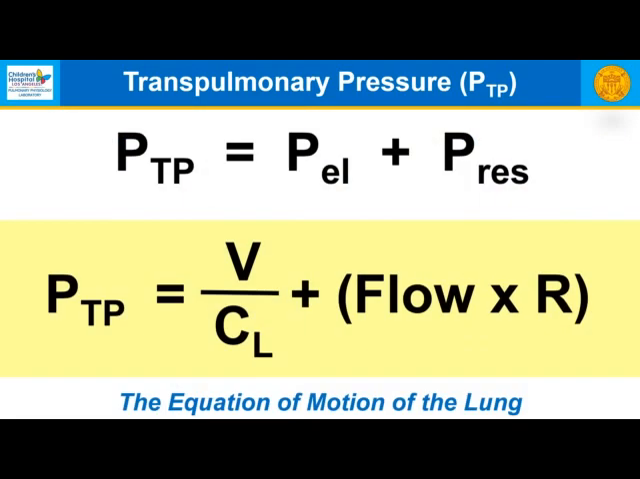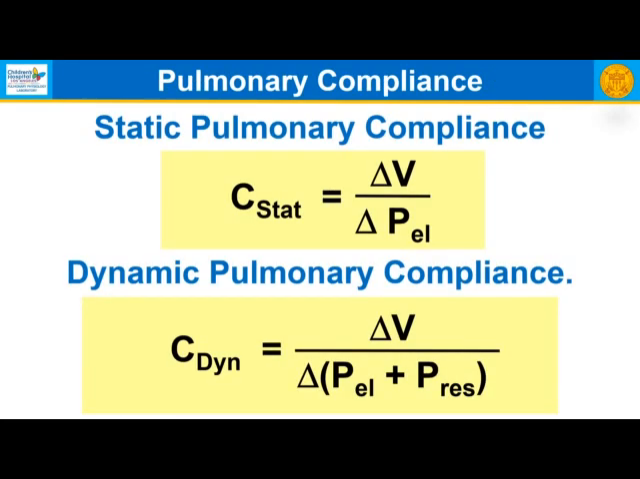So this is the equation of motion. PEL is volume over compliance. Resistive pressure is resistance times flow. If we measure static pulmonary compliance, we're measuring these at points of no flow. So we're only measuring change in volume over change in elastic pressure.